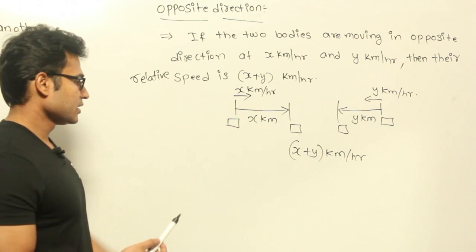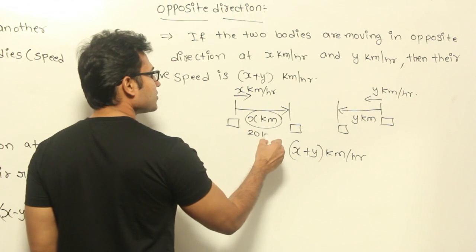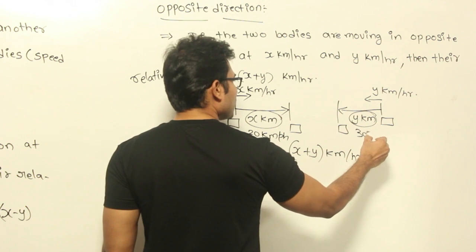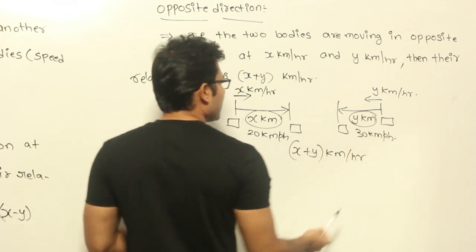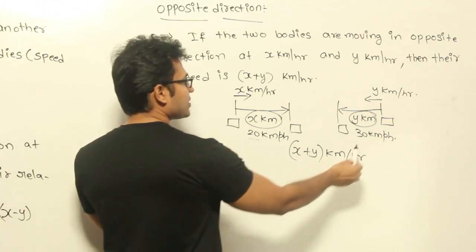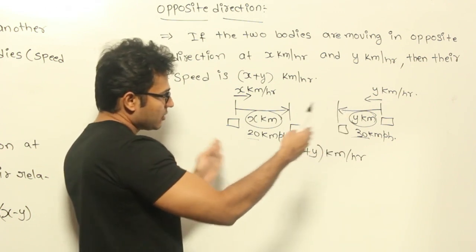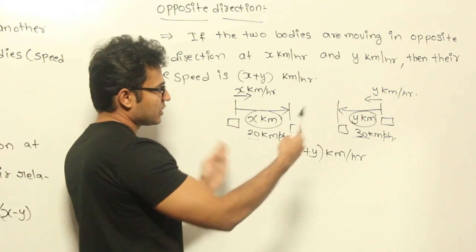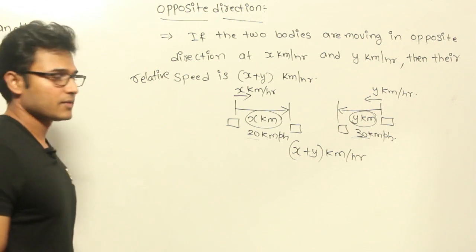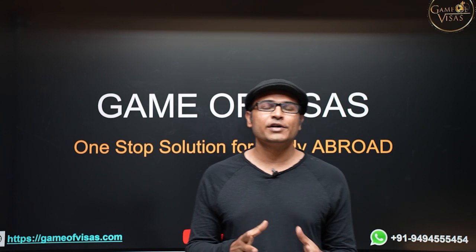Now if you want to see it using a numerical example, you can assume that this body is moving at 20 kilometers per hour and this body is moving at, let's say, 30 kilometers per hour. Now if I let these bodies move for 1 hour, this will be covering 20 kilometers and this will be covering 30 kilometers, which means every 1 hour the distance between them will be shrinking at a rate of 20 plus 30, which means 50 kilometers per hour. Got it? Okay.